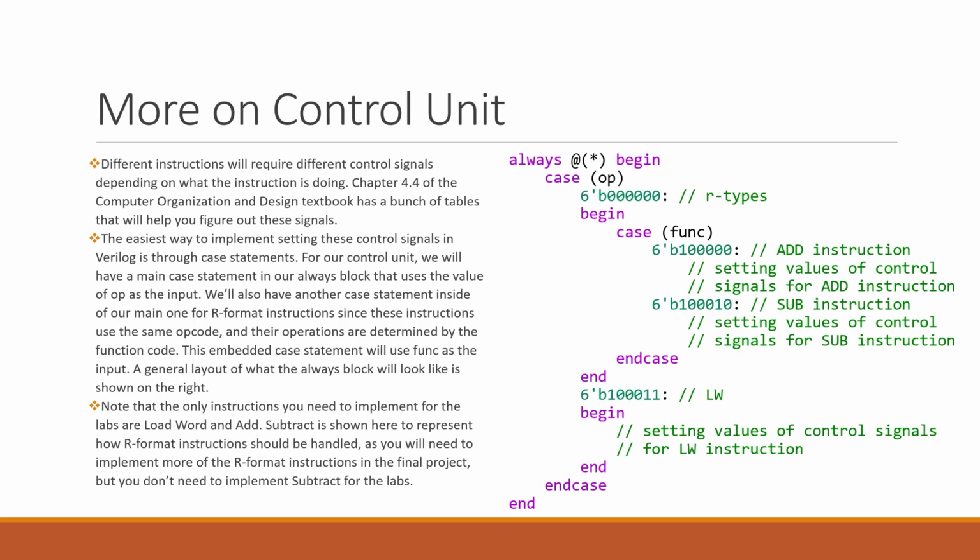For our control unit, we'll have a main case statement in our always block that uses the value of the opcode as the input. We'll also have another case statement inside of our main one for R-type instructions, as R-type instructions all use the same opcode, and their operations are then determined by the function code. This embedded case statement will use func as the input. A general layout of what the always block will look like is shown here.